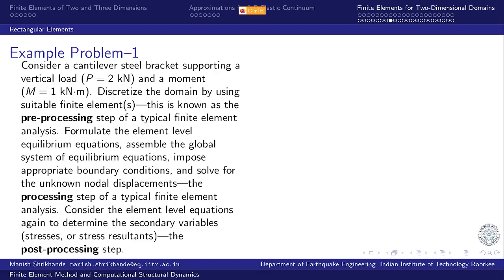Subsequently, we go back to each individual element level equations again to determine the secondary variables of the approximation in the element, and that will lead us to the stress resultants or the stresses that we require, right? And that is known as the post-processing step.